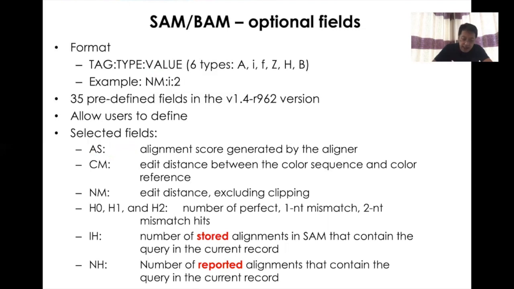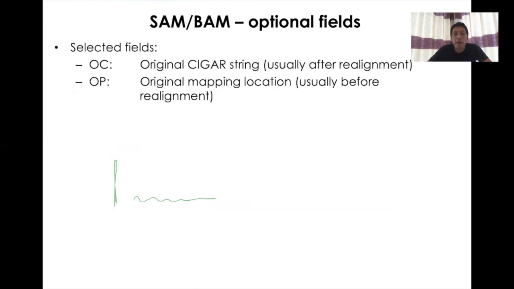Okay, and the CM and the NM are how different your read is compared to the reference genome. Those are considered edit distance, and there are others as well. So I'm not going to go into detail. There are many such individual fields that are available.